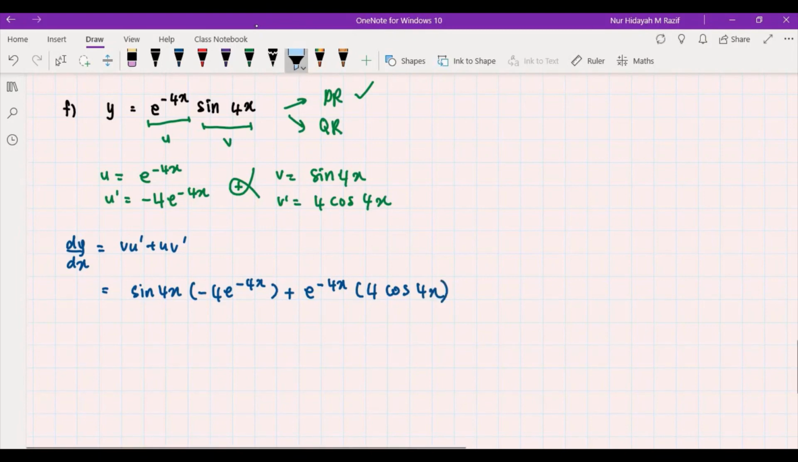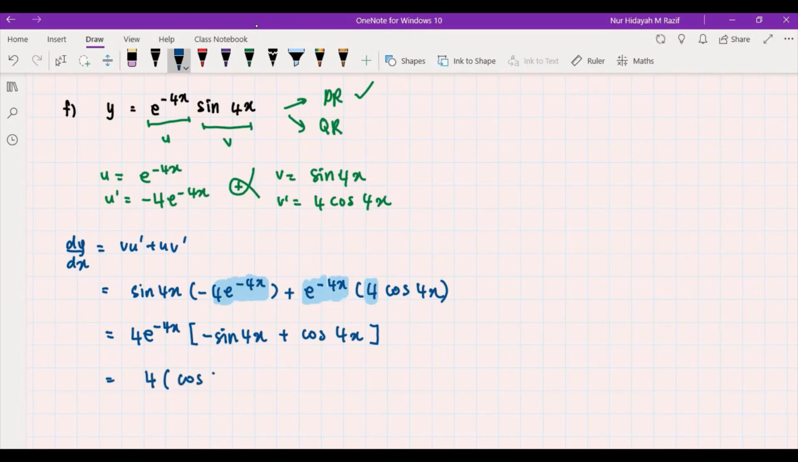After that, we are going to factorize. So which term is going to be factorized out? We will take 4 e power of negative 4x outside, since both terms have the same 4 e negative 4x. So then we can rewrite the next row as 4 e power of negative 4x multiplied by negative sine 4x plus cos 4x. So here I can just change e power of negative 4x into a positive index. So I will have 4 times cos 4x minus sine 4x, and everything is divided by e to the power of 4x. We can just leave it like that.